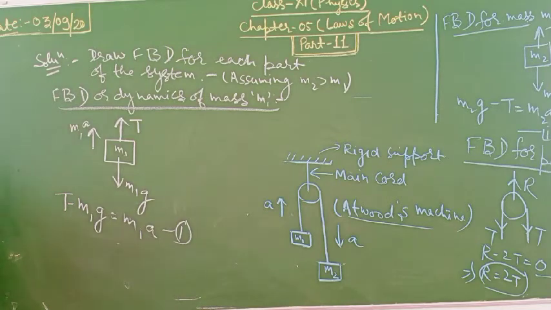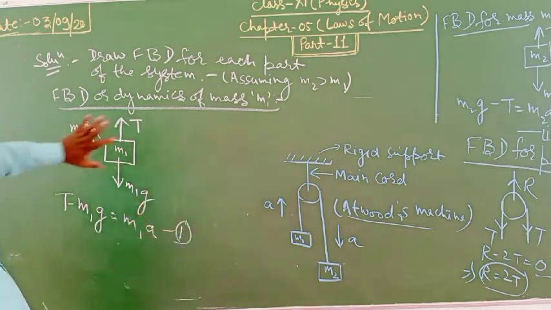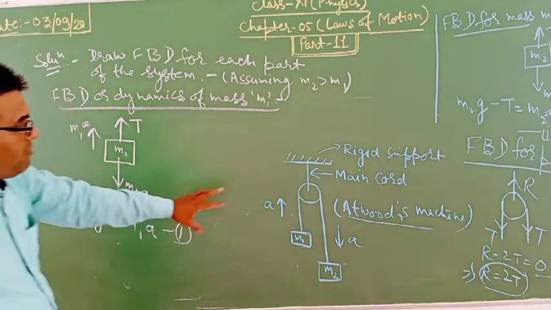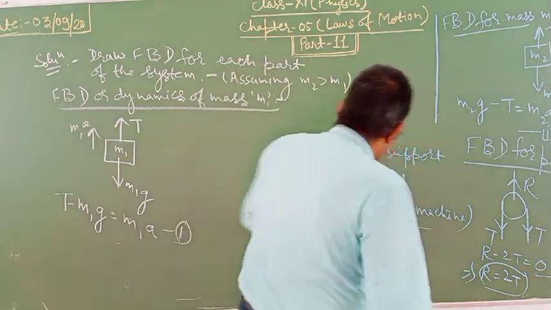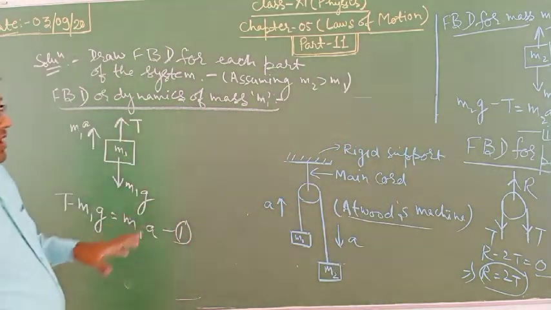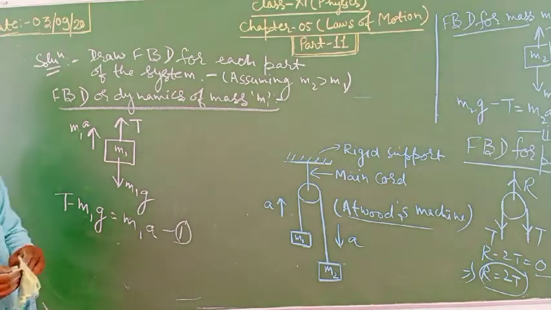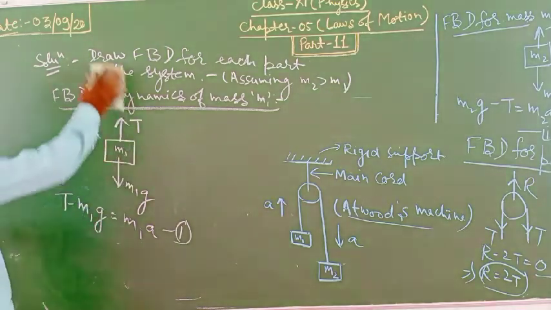So here we have drawn the free body diagrams for the 3 cases. This is the free body diagram for mass M1, this is the free body diagram for mass M2, and this is the free body diagram for the pulley. Now we have to solve all these 3 equations for the calculation of acceleration and tension produced in the string.